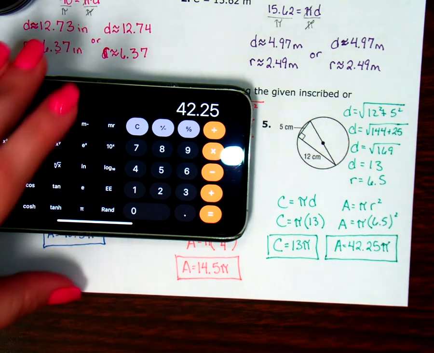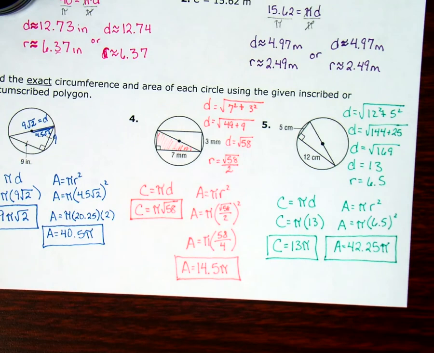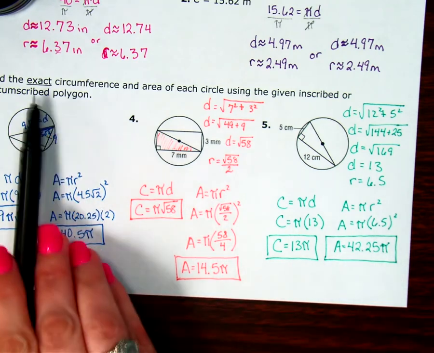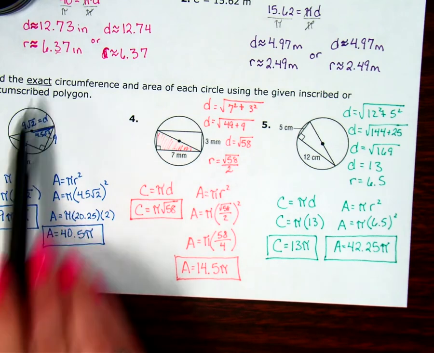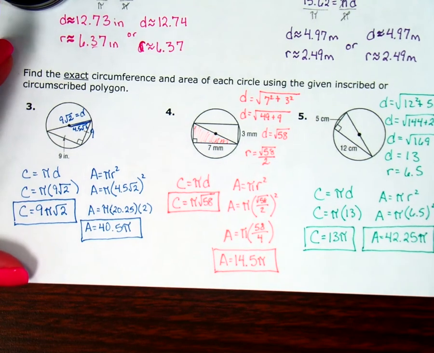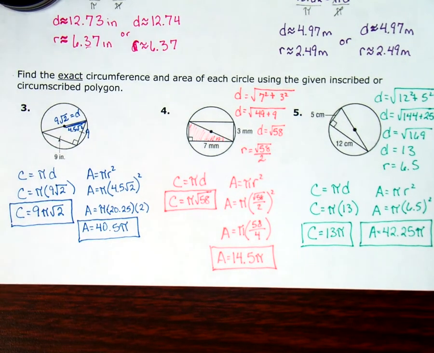The reason we're not putting it in the calculator is because as soon as I multiply by pi, then I have to start rounding, and it wants the exact circumference. Okay, so there is the circumference and area. So there are my answers to 3, 4, and 5, my exact circumferences and areas. None of those answers have been rounded at all.